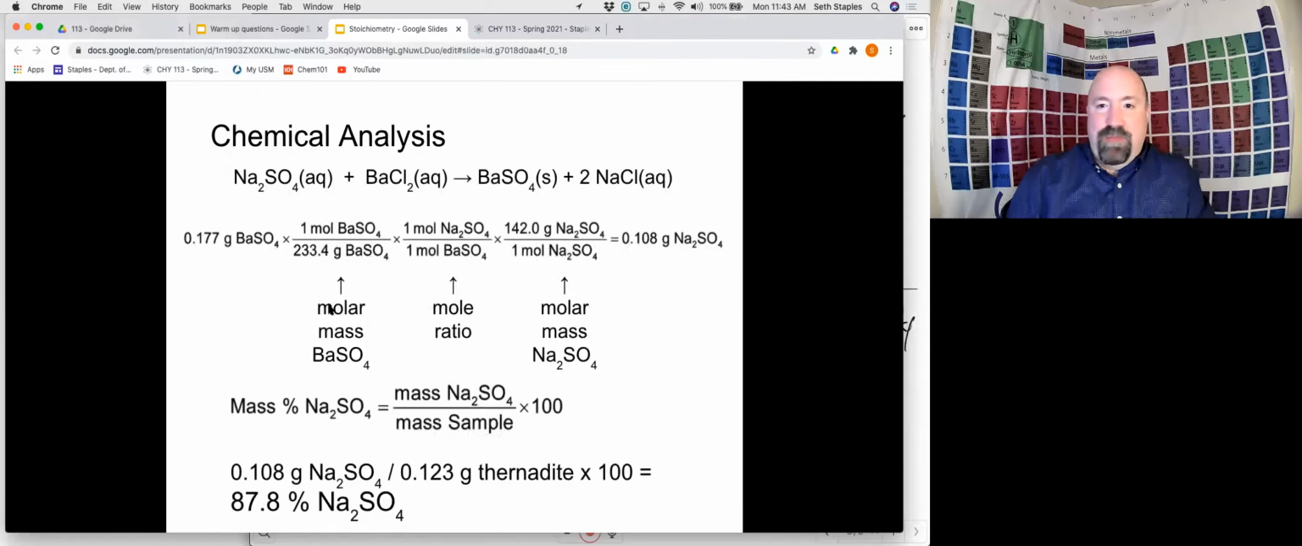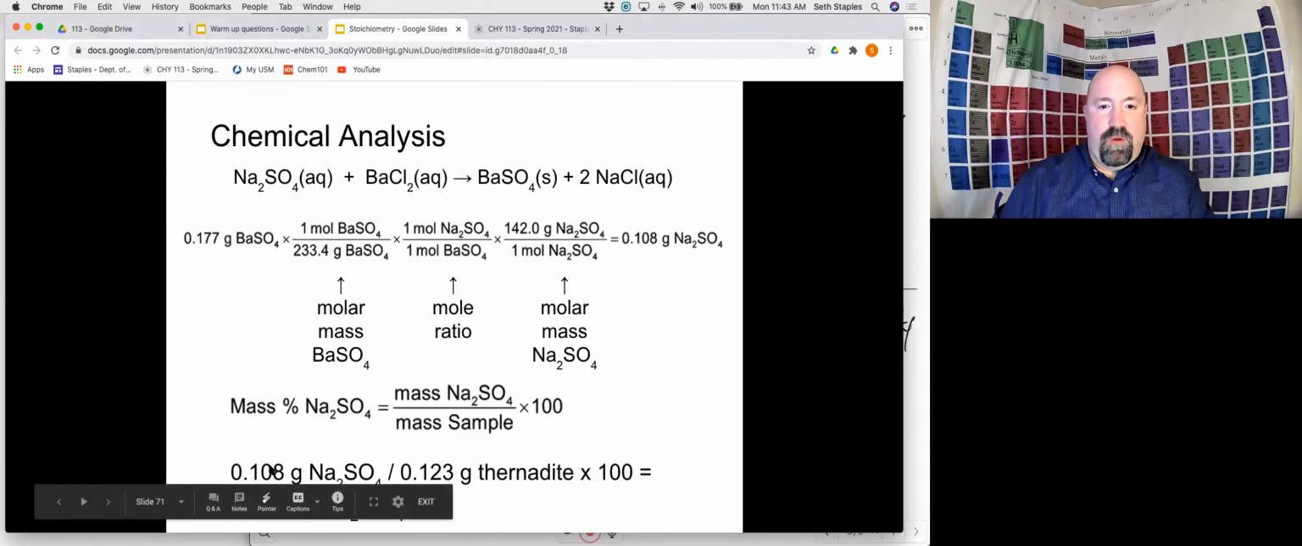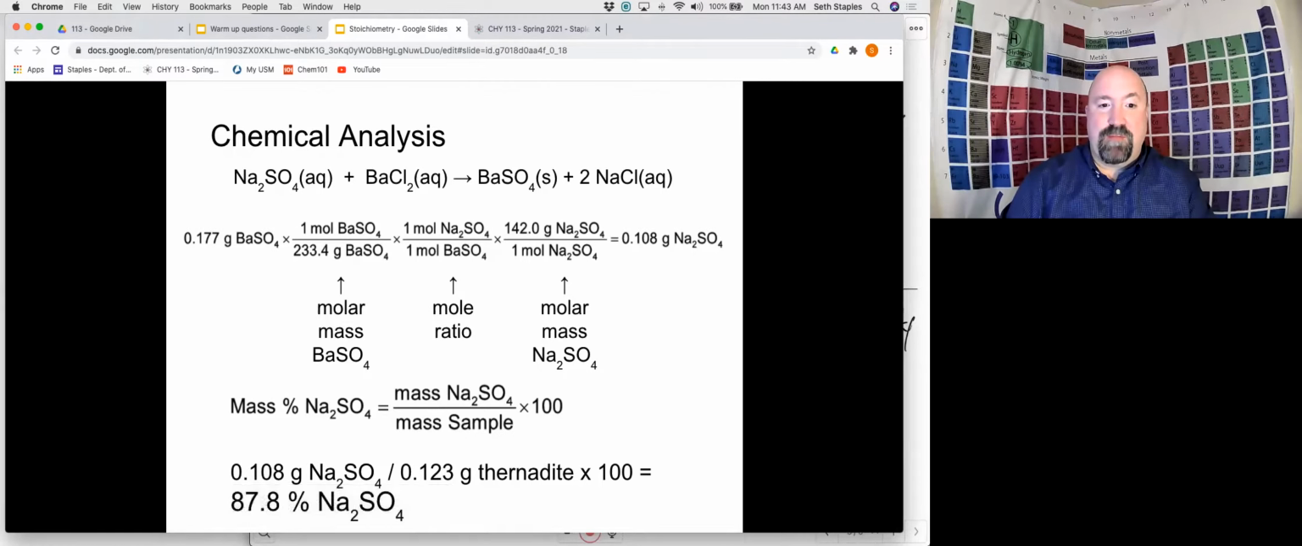And this slide is the same thing, just walks you through exactly what I just did. We have our first initial step, converting over to moles of barium sulfate, using our chemical equation to convert to moles of sodium sulfate, and then finally the molar mass of sodium sulfate to get to our 0.108 grams. And the 0.108 divided by 0.123 to eventually get to our mass percent of 87.8. And so that's a gravimetric analysis.